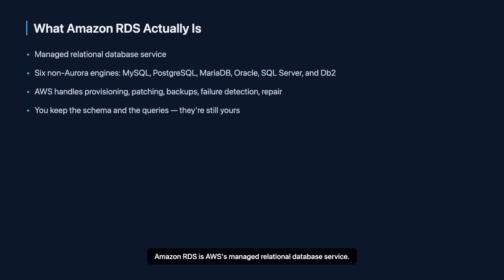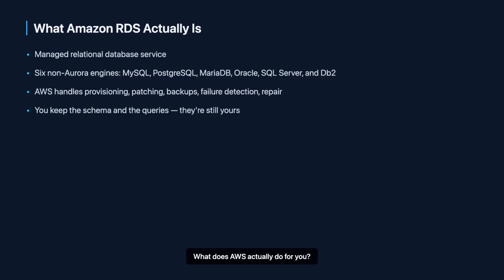Amazon RDS is Amazon Web Services' managed relational database service. For this video, picture RDS as 6 engines: MySQL, PostgreSQL, MariaDB, Oracle, SQL Server, and DB2. Aurora is technically part of the RDS family, but it's different enough that we'll treat it as its own thing for the rest of this video. So when we say RDS from here on, picture those 6 engines, and we'll come back to Aurora separately.